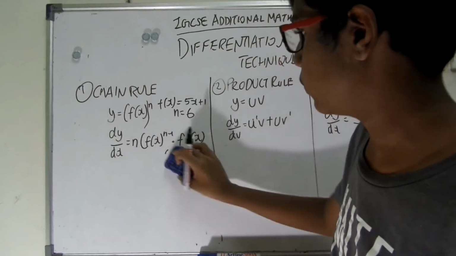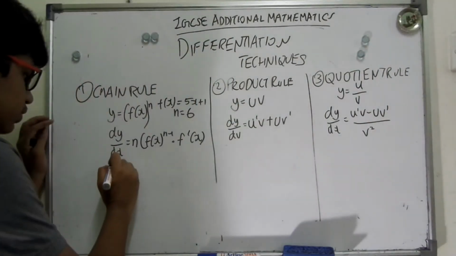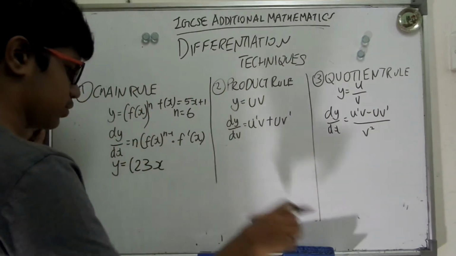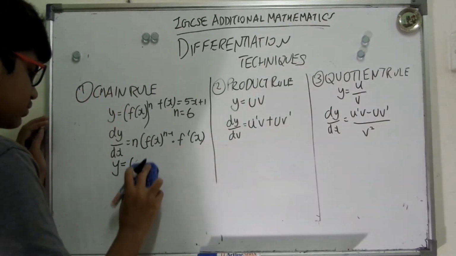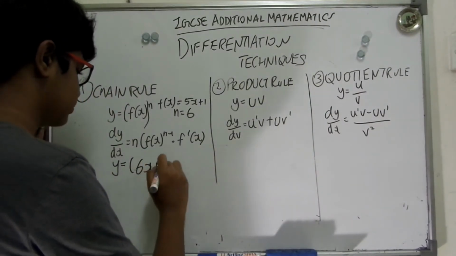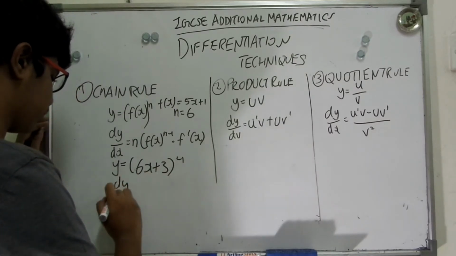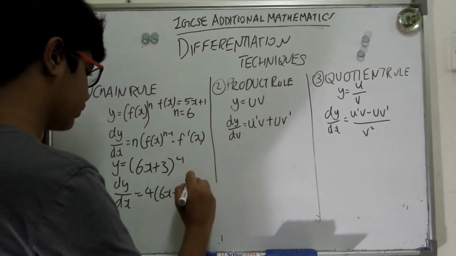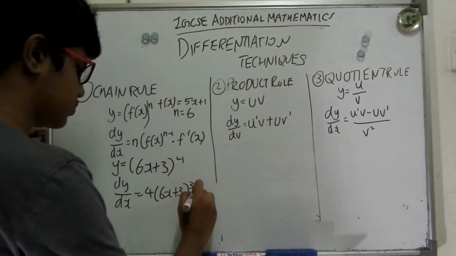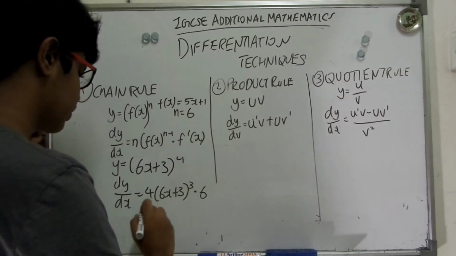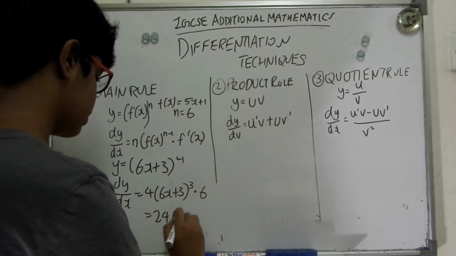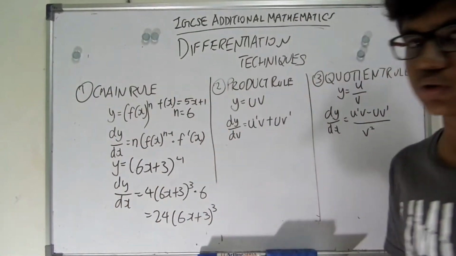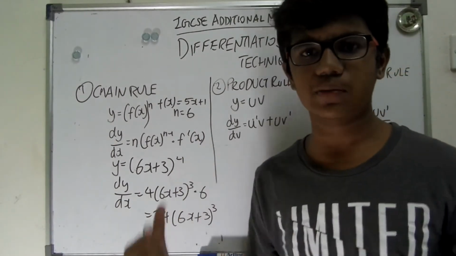Just for the sake of it, we'll do one more. This one will be y equals (6x + 3) to the power of 4. So dy over dx is equal to 4(6x + 3) to the power of 3, because 4 minus 1 is 3, times we differentiate what's inside, which is 6. So that's 24(6x + 3) to the power of 3. And there I introduced to you the chain rule, which you can use in many circumstances.